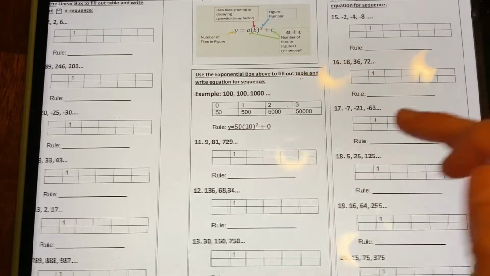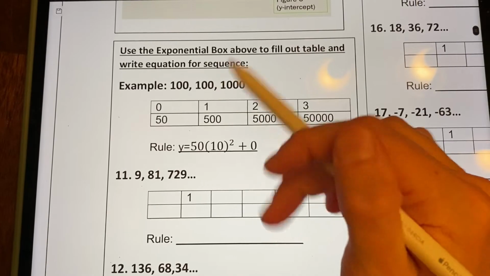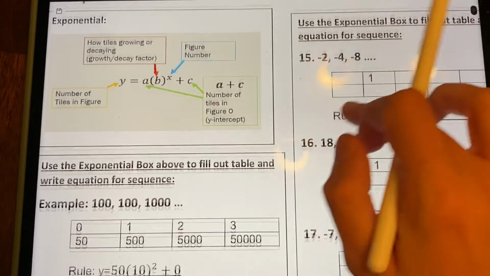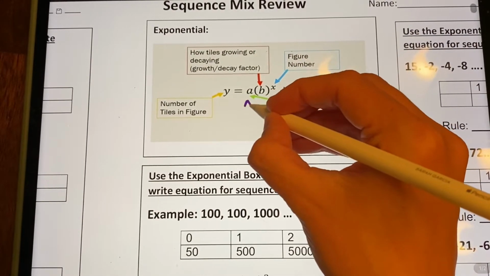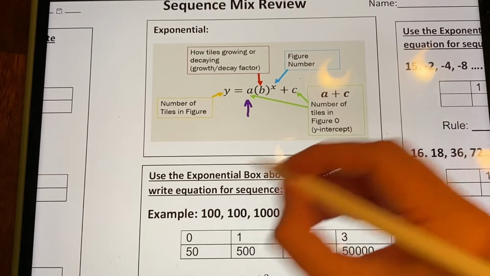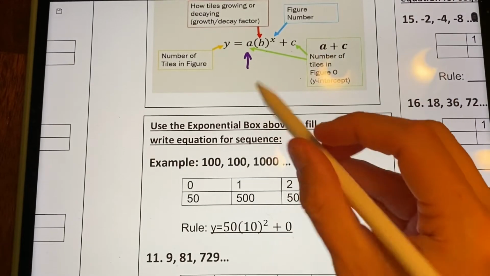Then you have 11 through 20 over here. This says exponential. This up here also says exponential. So the rule for exponential is what we did yesterday, okay? Where A, right here, is your y-intercept. It's when y is 0. So when y is 0, what is x, right? Or sorry, yeah.